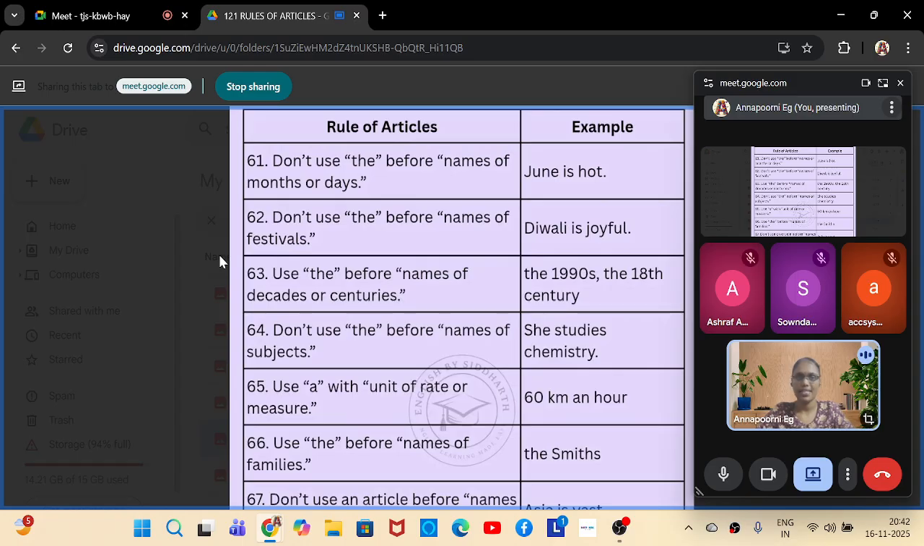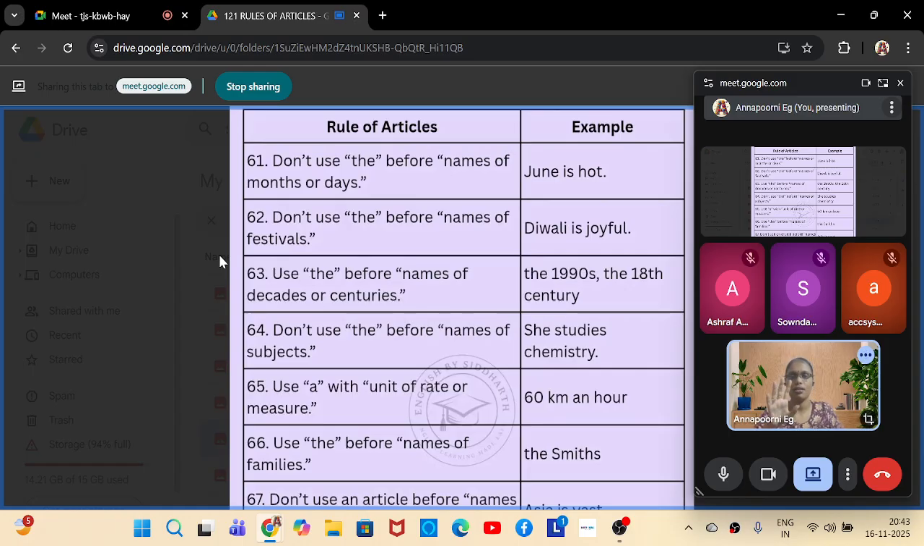We know that there are 7 days in a week and 12 months in a year. We should not use the with the names of days and months. For example, June is hot. According to the Indian geographical system, April is hot, or April and May are hot. Summer. We never say the April or the May. Maybe you can say she is an April child, she is an April baby. We can say that because we are speaking about a specific baby born in April.